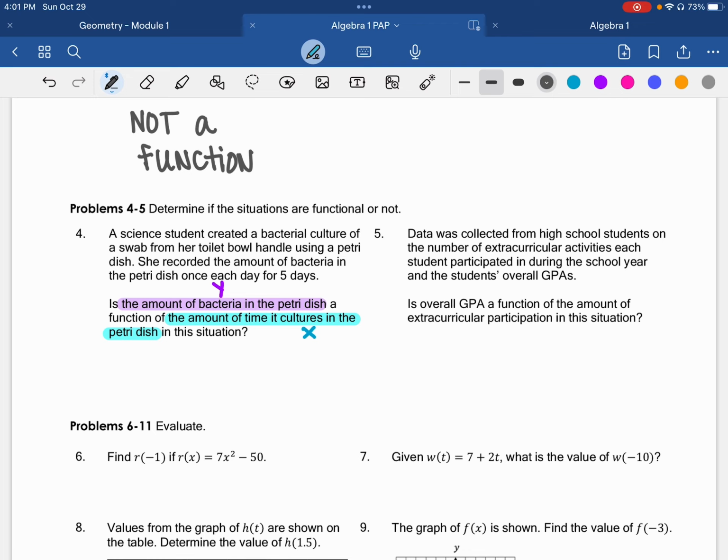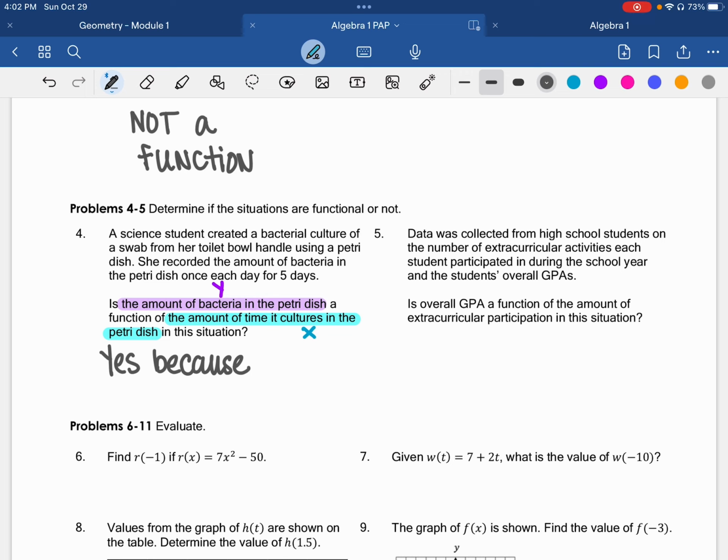However, I need to go back and look in this situation. What is the time? Well, we have once each day for 5 days. So I need to really think about, in the 5 days, is that a repeat? No, because we have day 1's data, day 2's data, day 3's data, day 4's data, day 5's data. That is not a repeat. Now, where we can repeat is if we're taking data multiple times on day 1, multiple times in day 2, multiple times in day 3, etc. Since it says right here very clearly, once each day, the days are not repeating. So yes, this is a function.